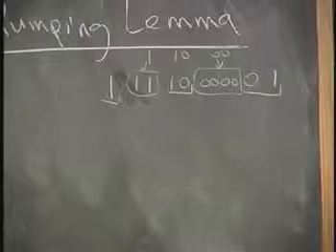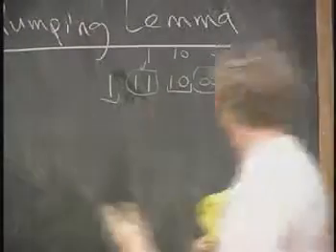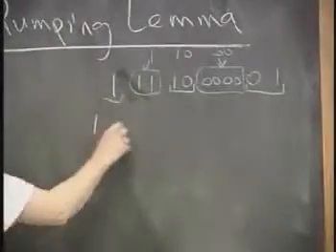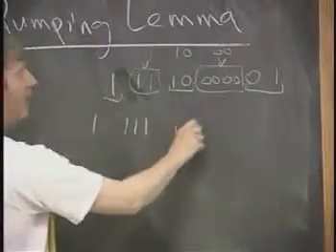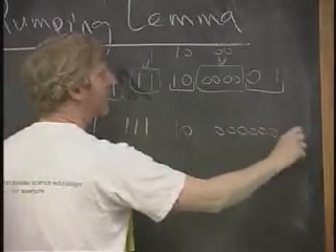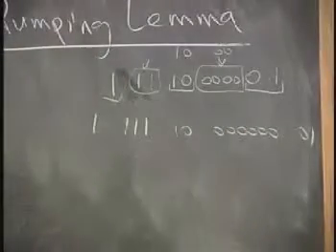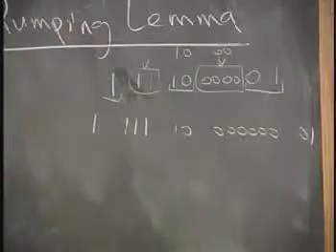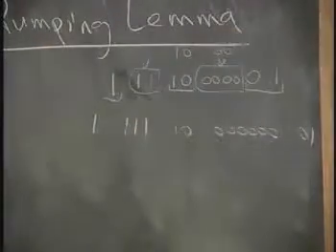But if we did it again, the same thing would happen, except this would turn into triple 1s, and this would turn into 6 zeros. That's if we did it again. So this is a different kind of pumping, but it's pumping nevertheless.